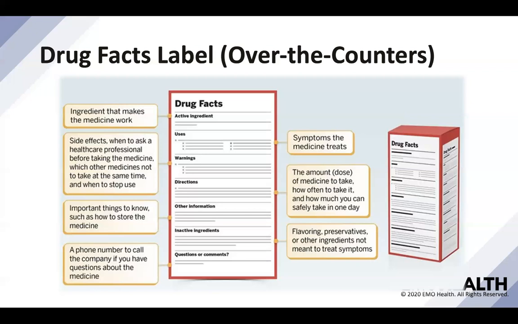Next section down is your inactive ingredients. This is going to be important for anybody that has some severe allergies, including gluten allergies. So this will include information about flavoring, preservatives, or other ingredients that don't treat the symptoms, but actually are part of the tablet itself or the capsule itself. And then at the bottom where it says questions or comments, it's going to be a phone number of where to call the drug manufacturer company if you have questions about the medication.